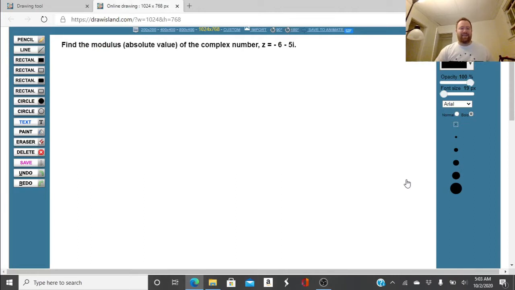Hi, in this example, we're going to find the modulus, which is the absolute value of the complex number z equals -6 minus 5i. Okay. So the modulus of z is going to equal, well, we're going to use the distance formula from this complex number to the center of the complex plane.